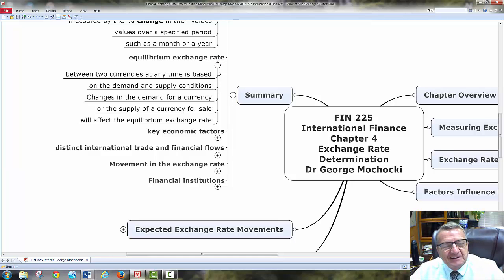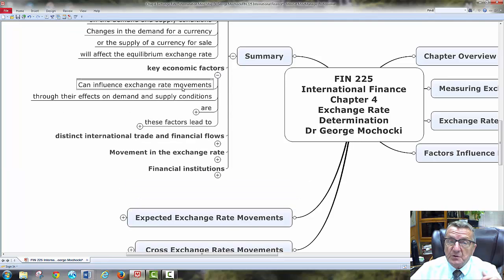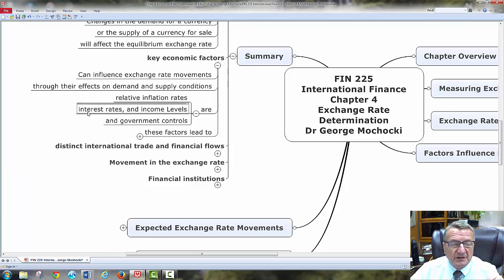I'm alive. All right. Between two currencies, on the demand and supply condition, changes in demand of the currency or the supply of the currency for sale will affect the equilibrium exchange rate. Just write them down. This is what we're learning. This is what you should have learned. Key economic factors, that one's easy, can influence exchange rate movement. You know that was going on through their effects on demand and supply conditions. And some of the key ones are relative inflation rates, interest rates, not the real inflation, just relative, what's there that you're looking at. You want to get the real, you subtract. Interest rates, income levels, and the government controls.